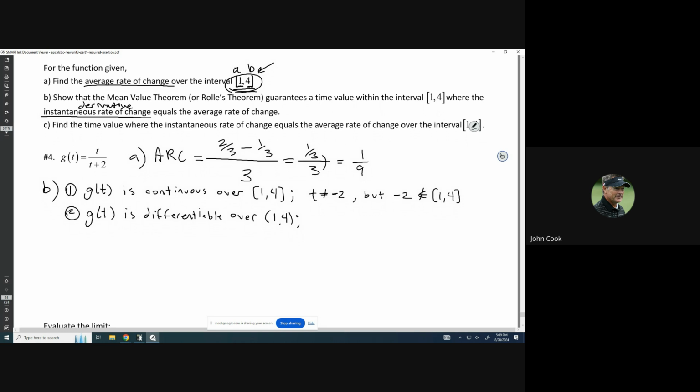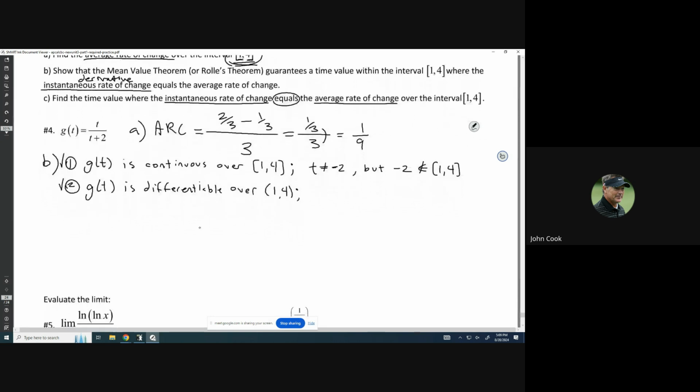the derivative. And you know what? Let's explore this a little bit, because these are the two conditions that you need to write down, and we're okay there. But I'm going to actually prove that this function is differentiable over this interval by taking the derivative. Because if you look in part C, it says find the actual time where the derivative, the instantaneous rate of change, is equal to the average rate of change.